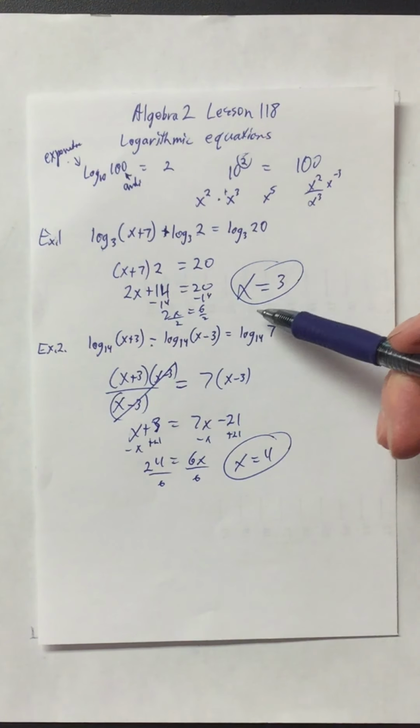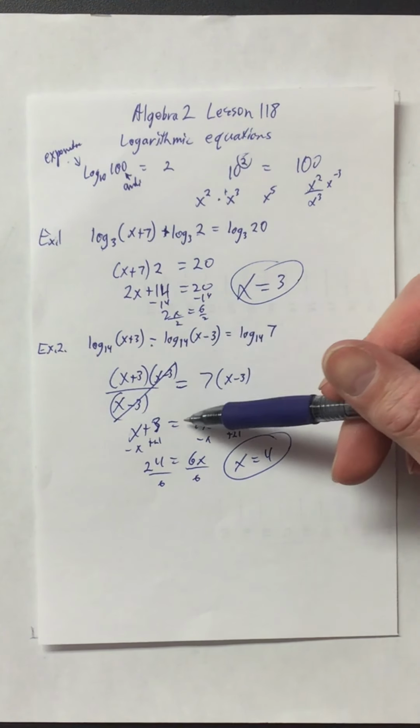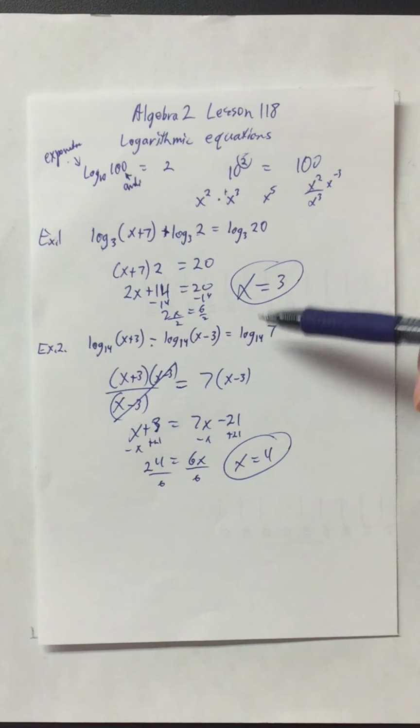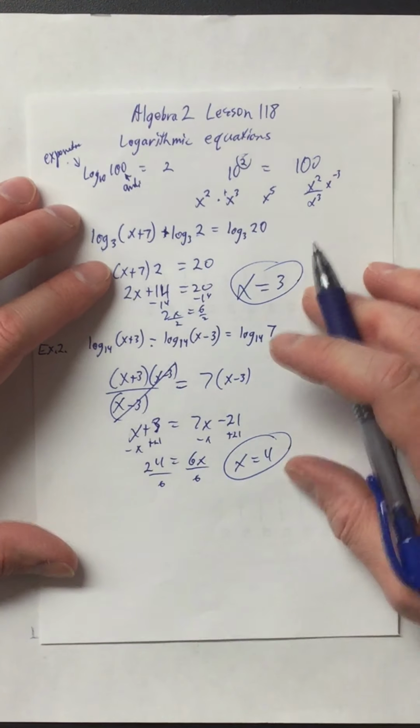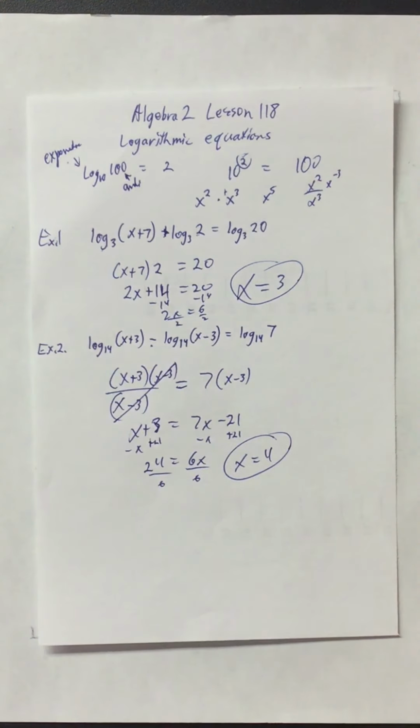So basically, the only new part is setting up the equation correctly as you take out the logarithm part to solve it. Okay, as we move on to example 3, we get back to some of our rules there.